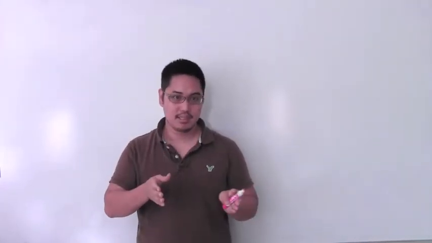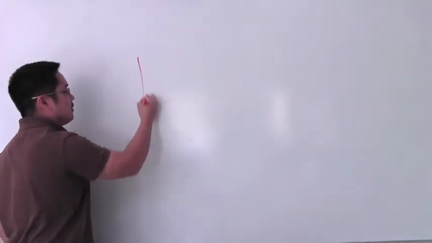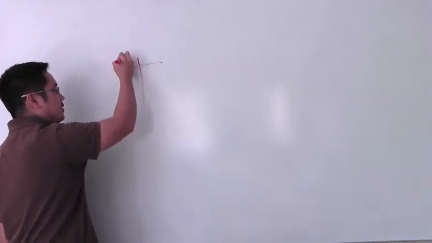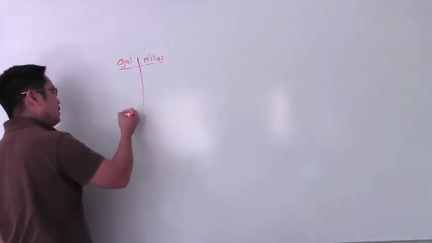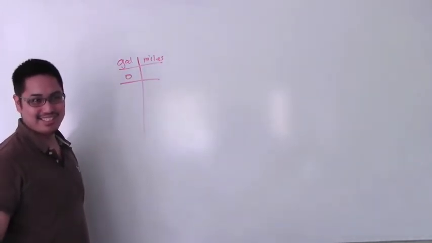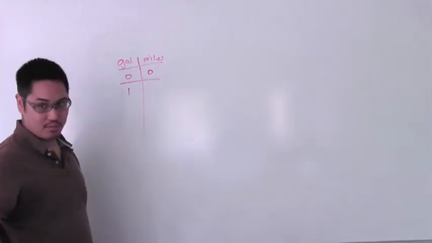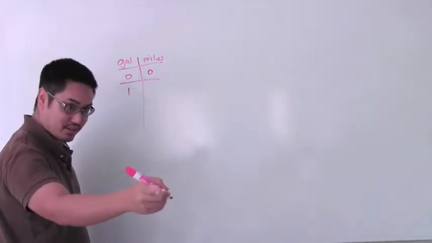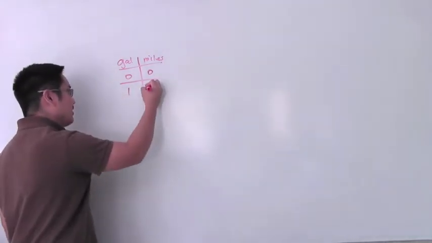Does that make sense? What I mean by that is, let's make a table. Here's gallons. Here's miles. If you have 0 gallons, how far are you going? 0 miles. Ain't going nowhere. If you have 1 gallon of gas, you get an average of 30.1 miles per gallon. How many miles are you going to go? 30.1. There we go.